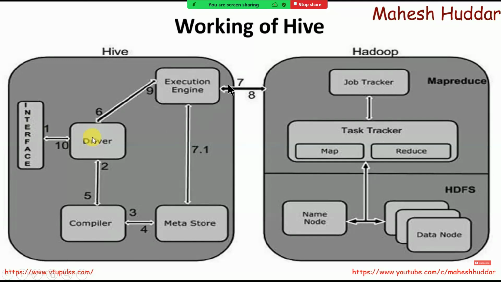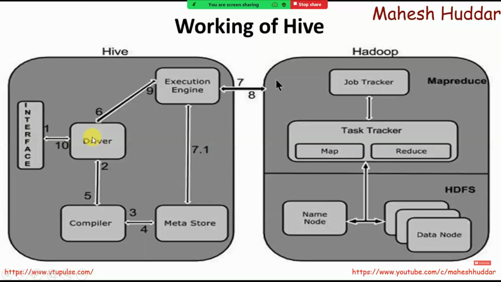This execution engine is one component and this is another component. From this environment to this environment, the execution engine keeps continuously sending and receiving the data. That's how it works. It does a kind of data processing or parallel processing between multiple nodes.